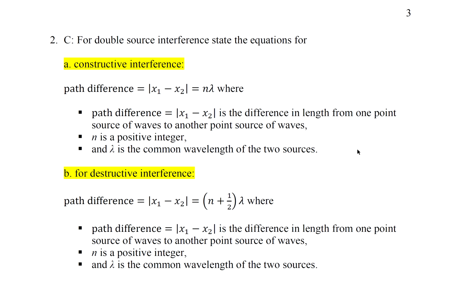Question 2, for double source interference, state the equations for A, constructive interference. Constructive interference is when the path difference, which is x1 minus x2, meaning the length from the source to point x1 minus the source to point x2, is equal to n lambda. Where the path difference is the difference in length from one point source of waves to another point source of waves. n is a positive integer, 1, 2, 3, 4, 5, and lambda is a common wavelength of the two sources.